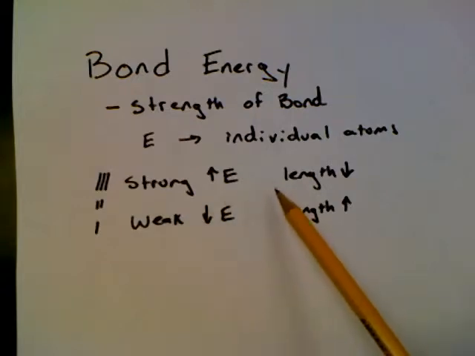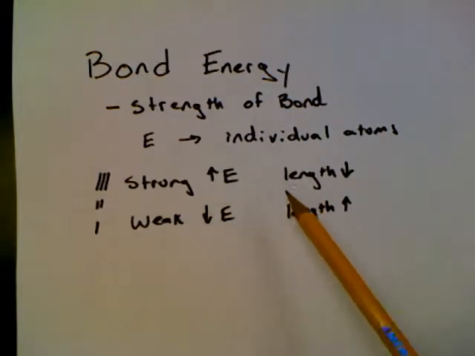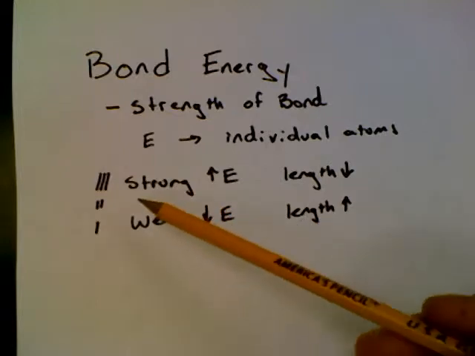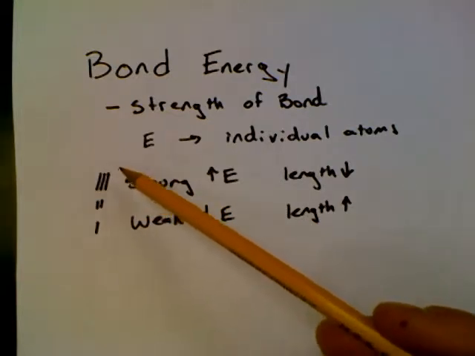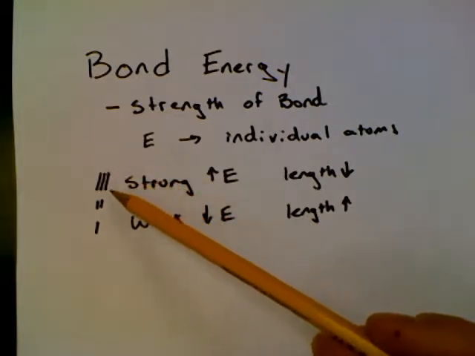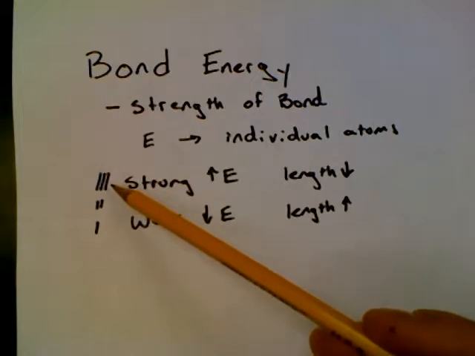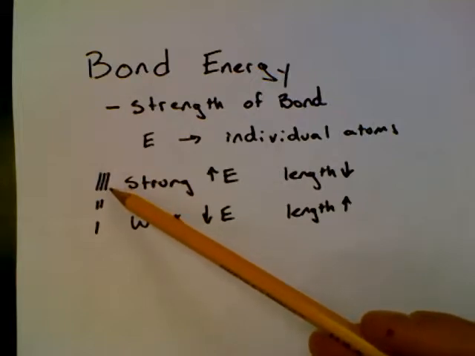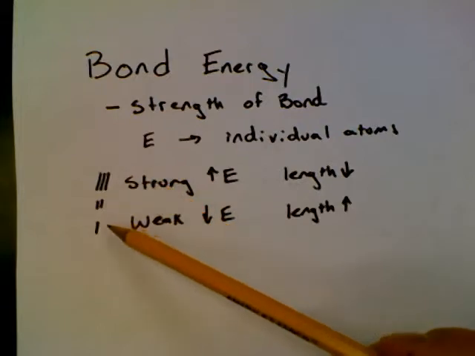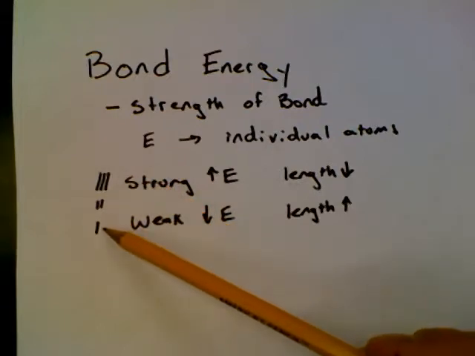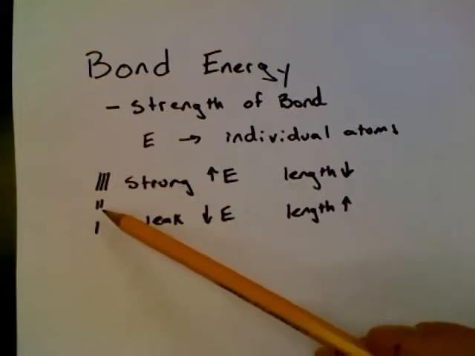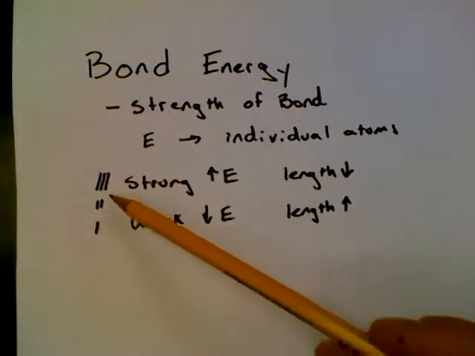A strong bond also happens to have a short length relative to a weak bond that happens to have a high length or long length. Relatively short, relatively long. We can also add into this discussion the number of electrons that are found in that bond. So a triple bond happens to have 3 pairs of electrons for 6. A single bond has 1 pair of electrons for 2 electrons. And then a double bond has 2 pairs of electrons.